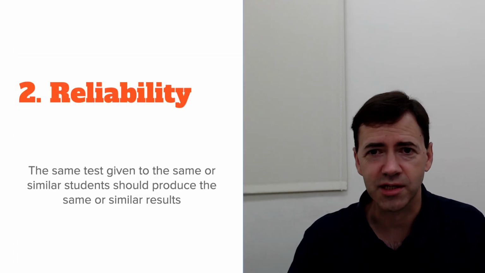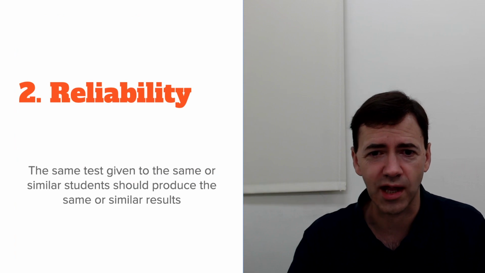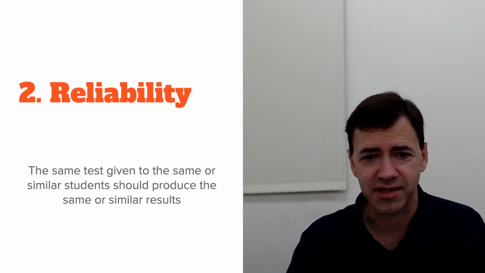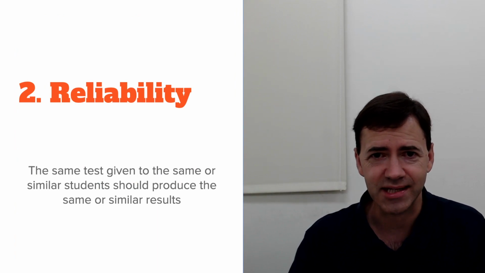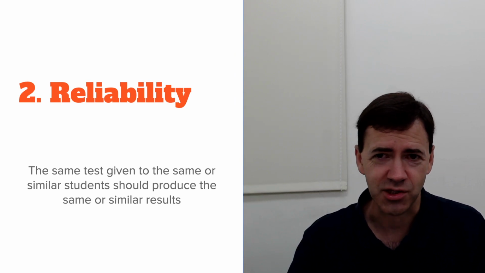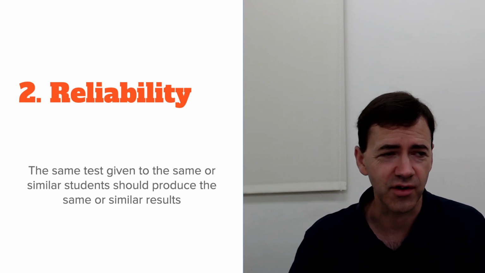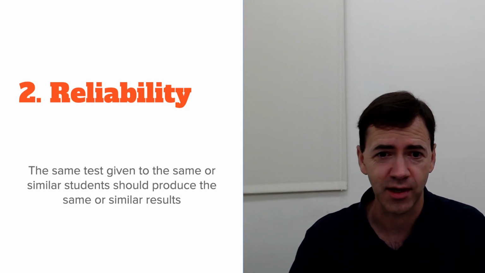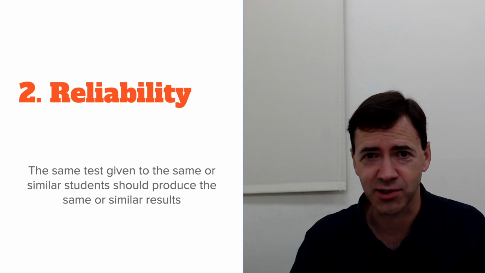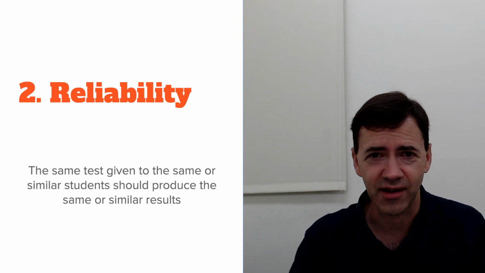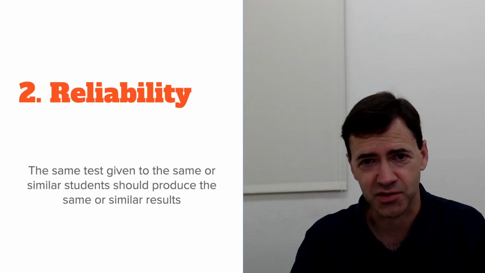Okay, so that's practicality. Number 2 is reliability. So reliability means basically the same test given to the same or similar students should produce the same or similar results. Okay, so you don't want to have a test where you give it week 1 and the class average is 95. And then the same test is given to similar English proficient students, they get 55. Then there's something wrong.